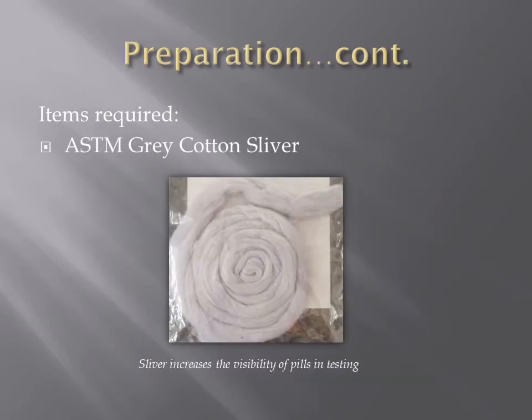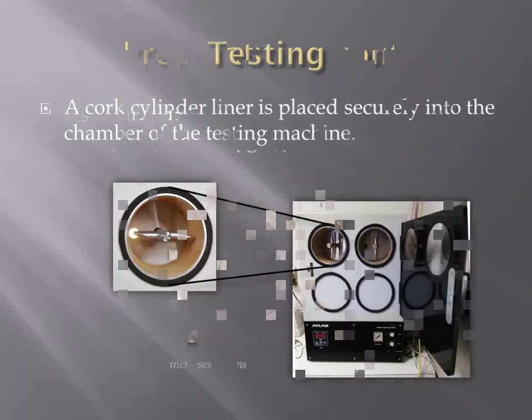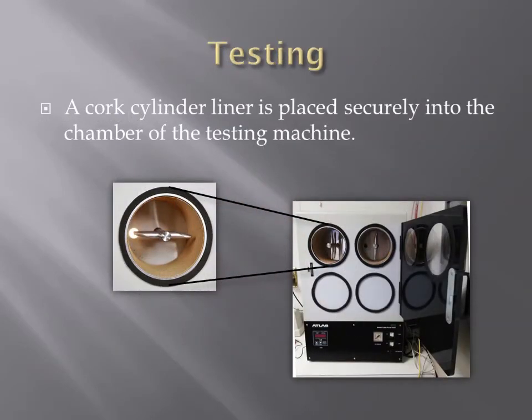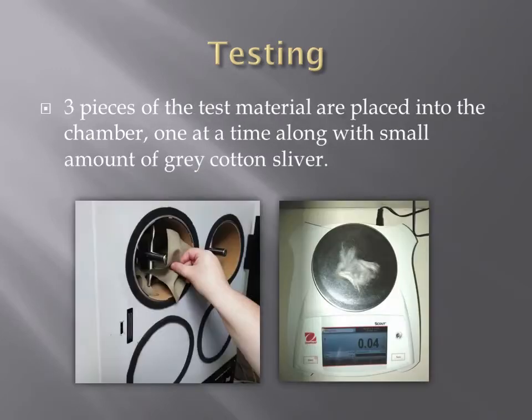Also needed for testing is gray cotton sliver. A very small amount is used and added to each test chamber with the specimens. The use of sliver improves the visibility of peels. Here you'll see the cork cylinder liner's placement within the chamber. 3 pieces of the test material are placed into the chamber, one at a time, along with a small amount of gray cotton sliver.